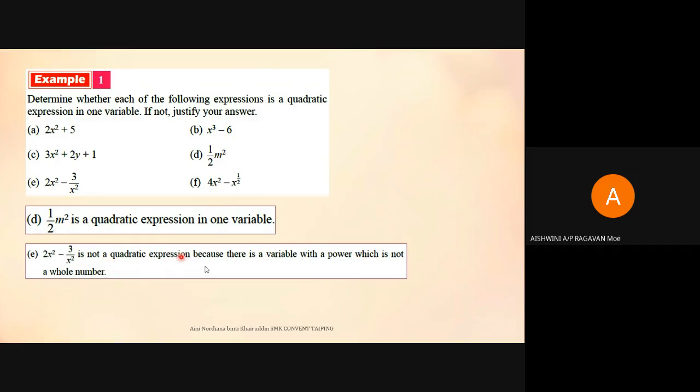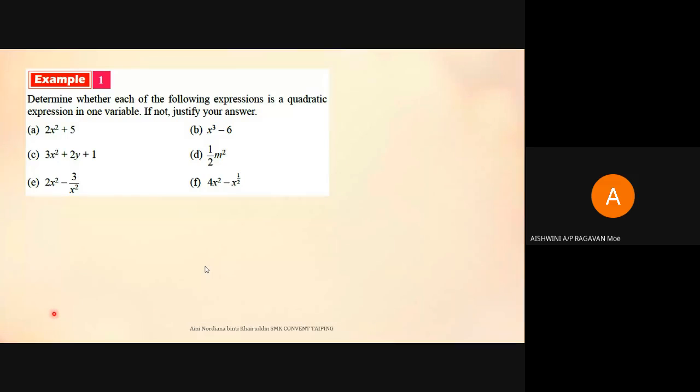Teacher, can I try? Okay. Ashwini. Ashwini, yes. 4x, it's not a quadratic expression, teacher, because the variable has a power which is not a whole number. Yes, there is a fraction there, 1/2. Okay, good.